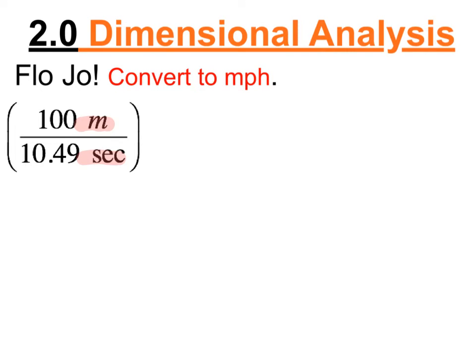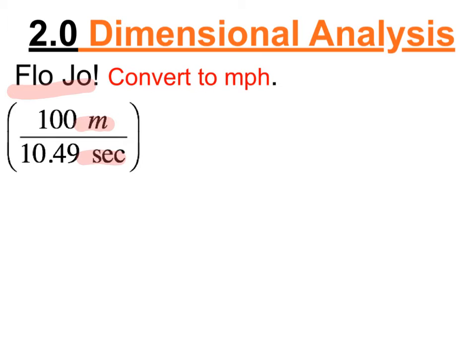Now that was accomplished by Flojo, that was a woman's nickname. If you look it up, it was Florence Griffith Joyner, and she still holds the women's world record for the 100-meter dash, and it was in the 80s. So she was really fast. So we're going to convert.